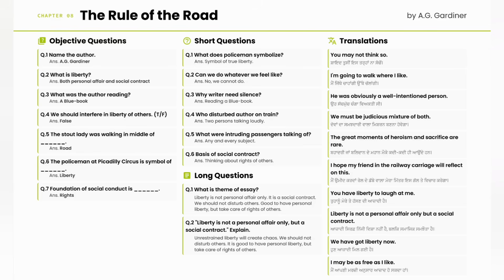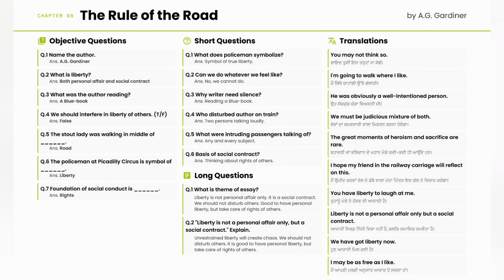Sentence 3. He was obviously a well-intentioned person. Translation. Sentence 4. We must be a judicious mixture of both. Translation. Sentence 5. The great moments of heroism and sacrifice are rare. Translation.